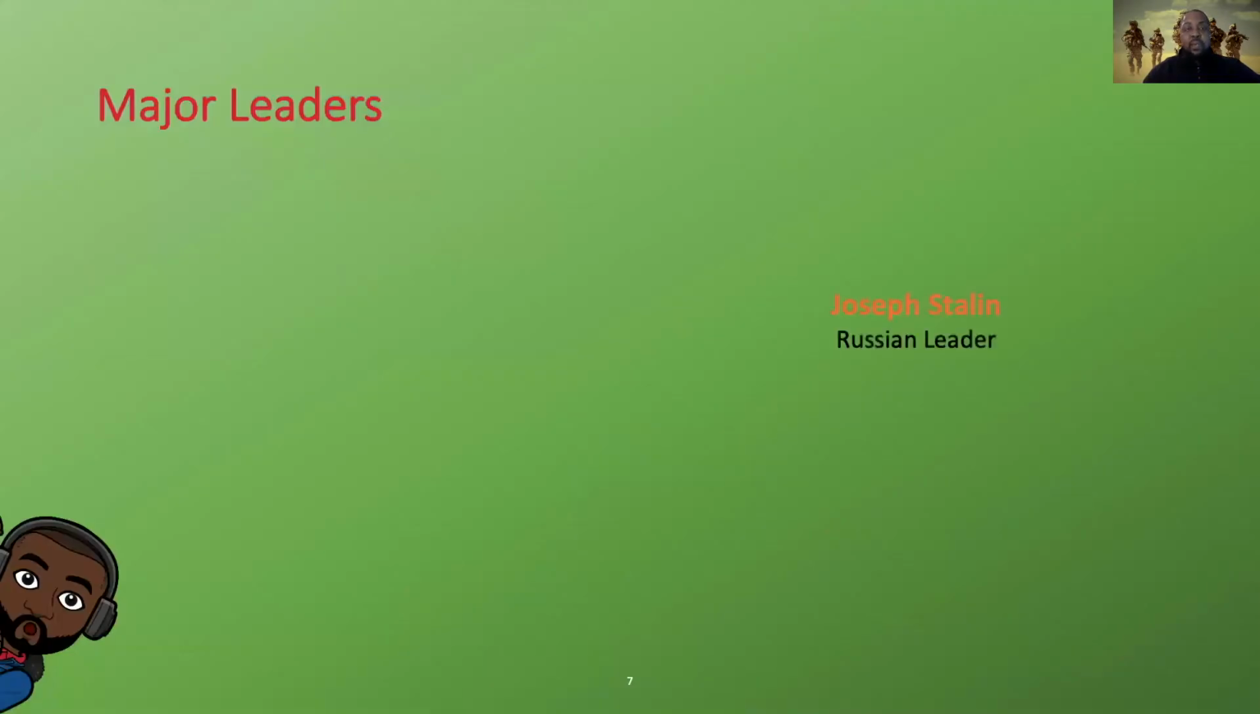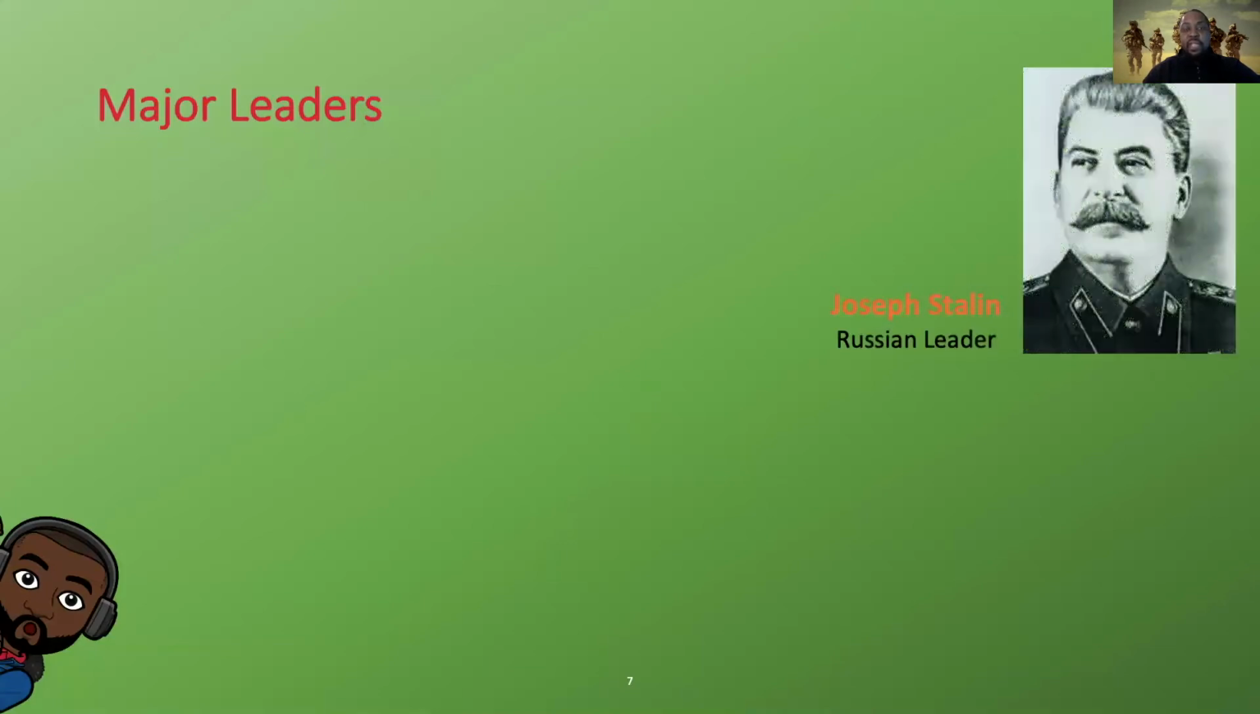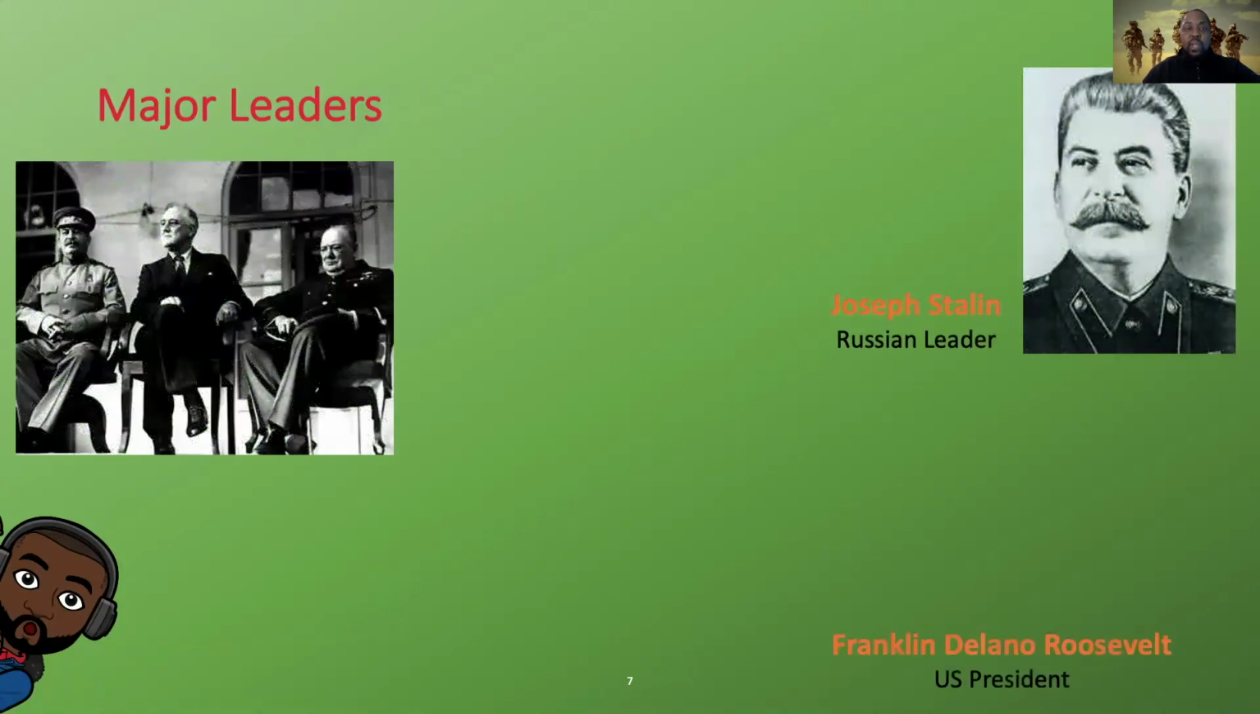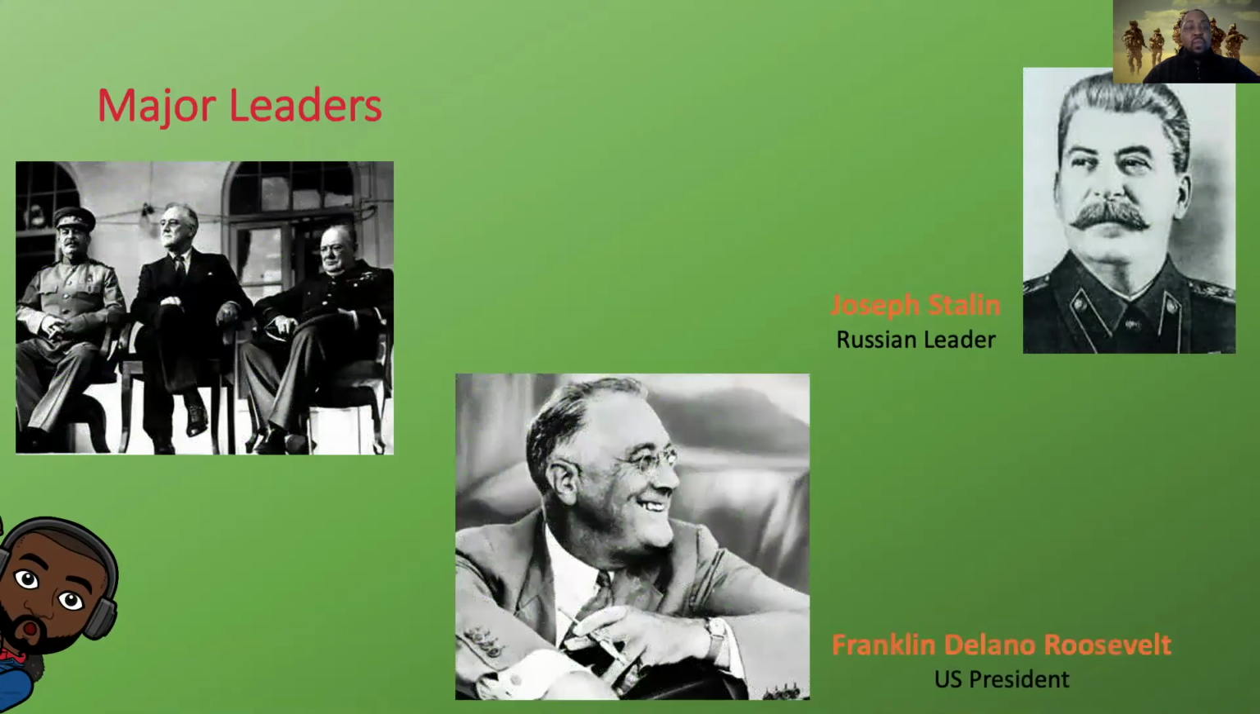Some other major leaders, we have the Russian leader, who was Joseph Stalin. We also have Franklin Roosevelt. So Joseph Stalin was a Russian born in 1878, and he died in 1953. He was Secretary General of the Communist Party of the Soviet Union and premier of the Soviet state, who for a quarter of a century dictatorially ruled the Soviet Union and transformed it into a major world power.